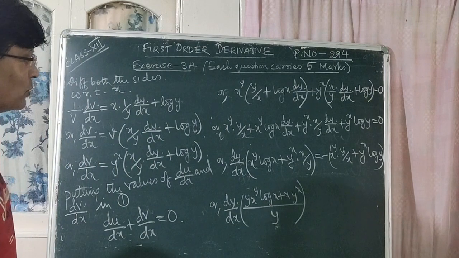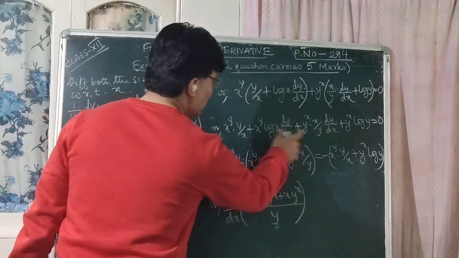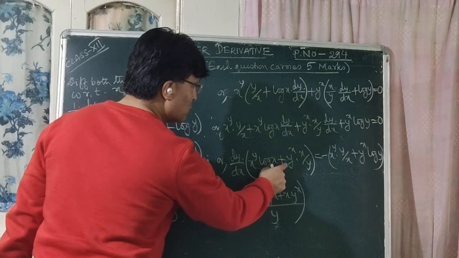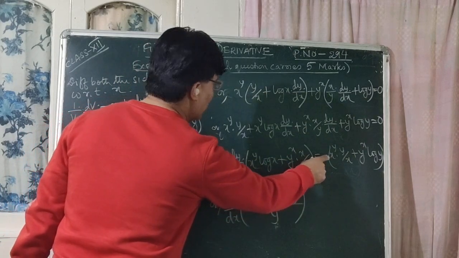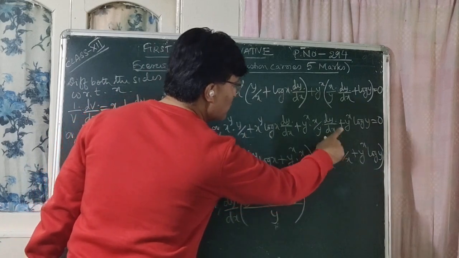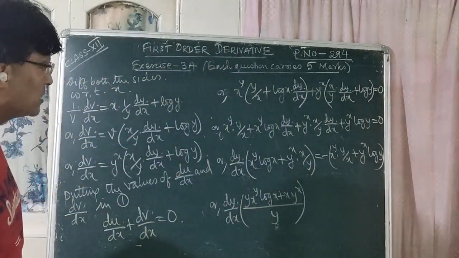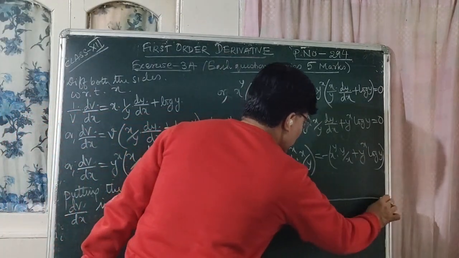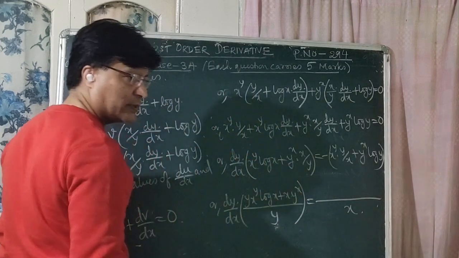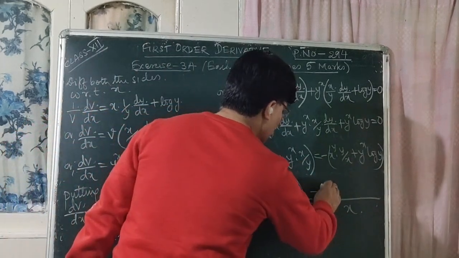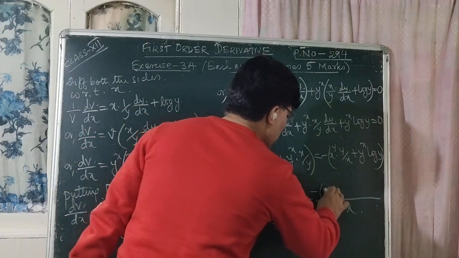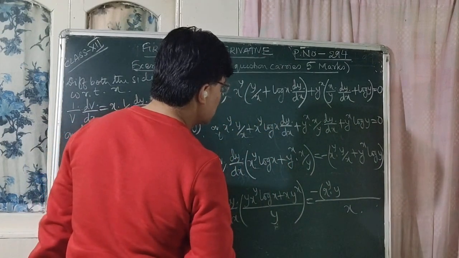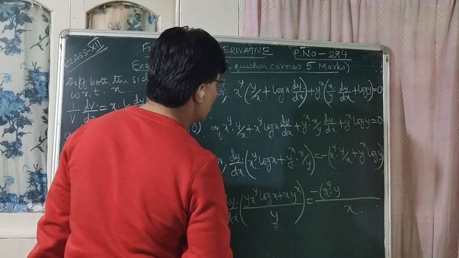So is that clear to all of you? We have taken dy by dx common from here. x to the power y log x plus y to the power x into x by y is equal to minus x to the power y into y by x plus y to the power x log y, right? So is that clear now? On the right hand side also, what's the LCM? x is the LCM here. So minus within bracket, what do we get? x to the power y into y.